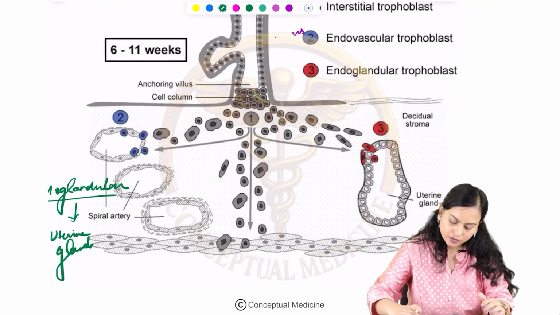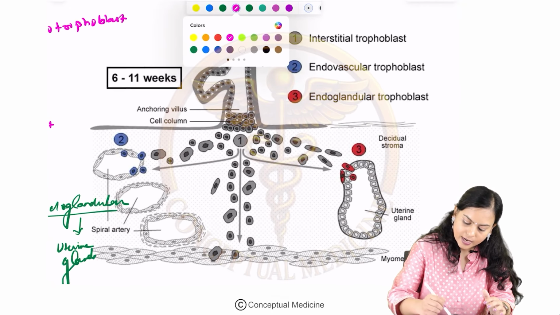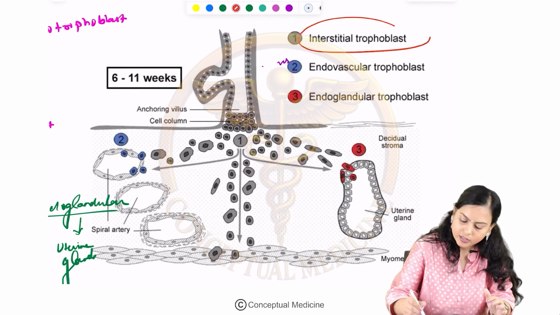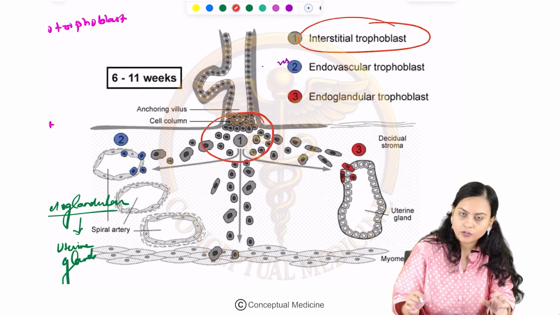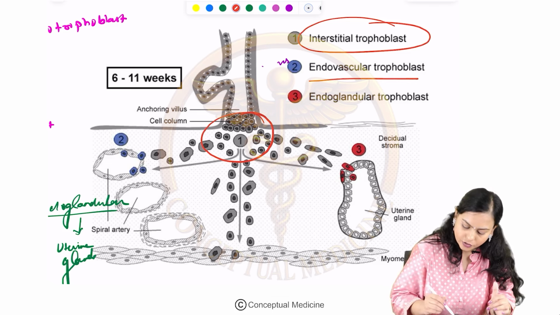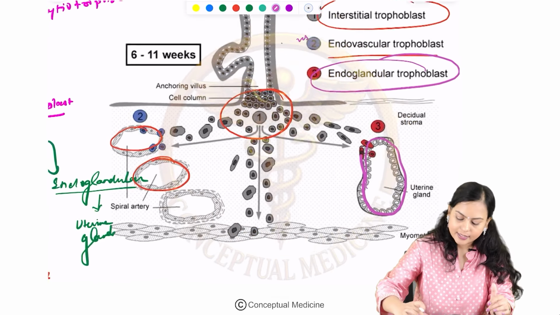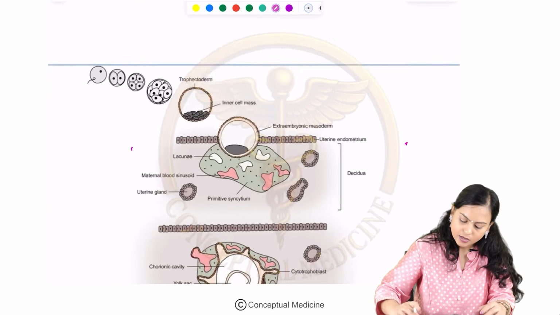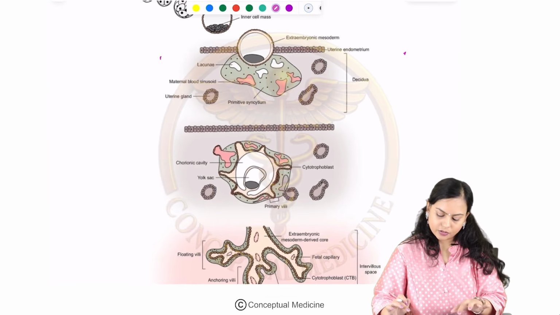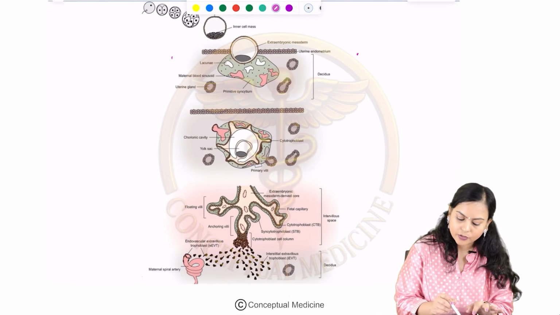So if you see this picture you will be able to understand. We have three types of trophoblast as we have discussed. One is the interstitial trophoblast over here that is going to invade the uterine endometrium, and endovascular trophoblasts which are going to invade the spiral arteries, and finally the endoglandular trophoblast which is going to invade the uterine glands. So this is the final picture. So basically this is how it is going to happen.